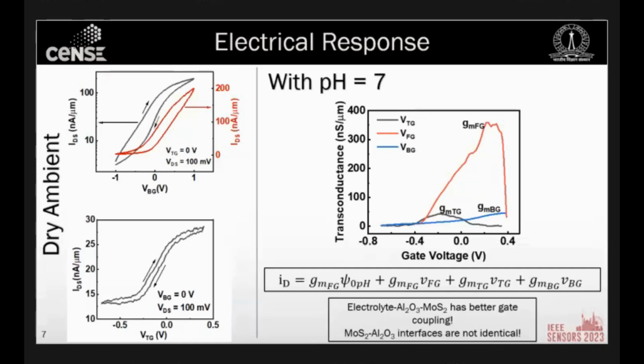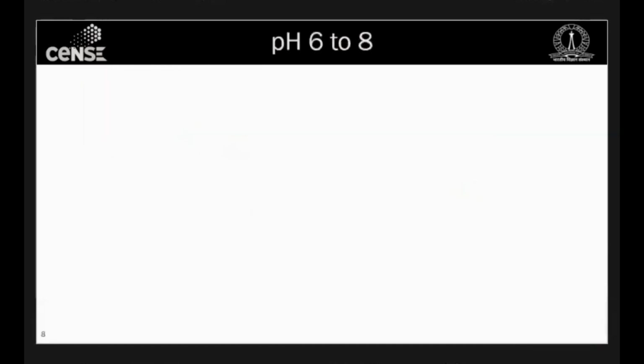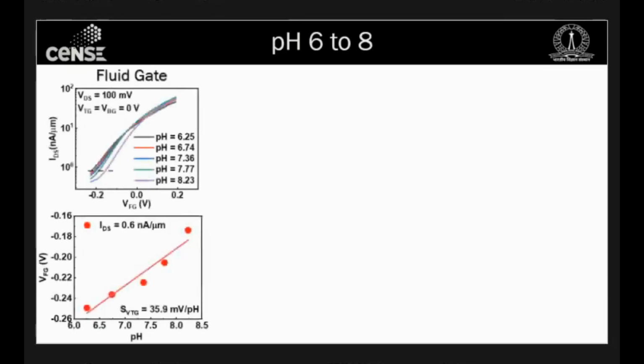So with this transconductance characteristic, we should be able to get a sensitivity that is way beyond the Nernst limit. And this is what we will be seeing in the next slide. So with that, we went ahead and measured the wet electrical characteristic of this device in the presence of pH. And we use pH of 6 to 8 using phosphate buffered saline, which is the common, very popular practice. And for that, we have this.